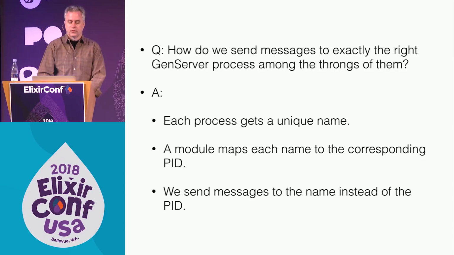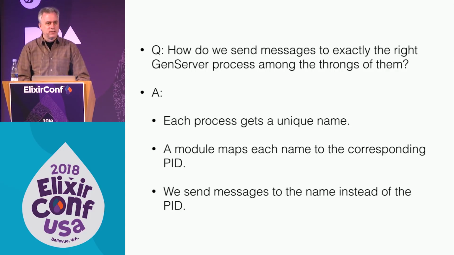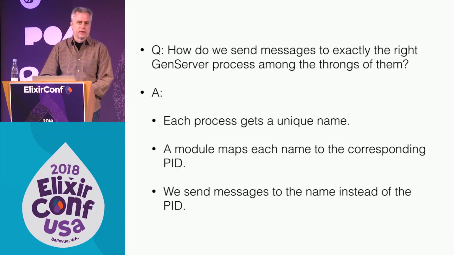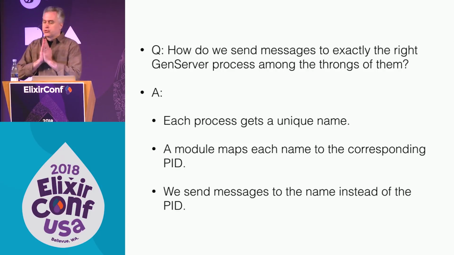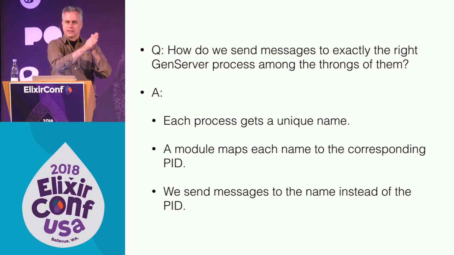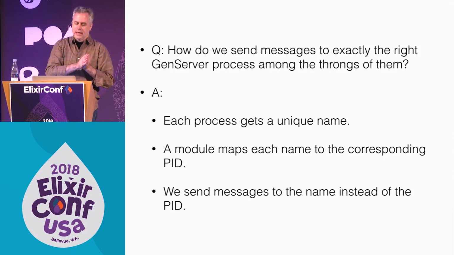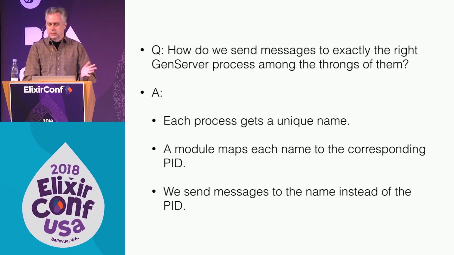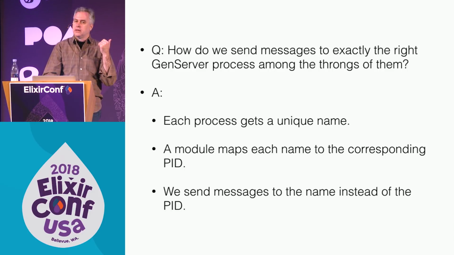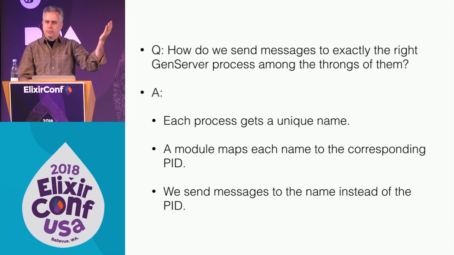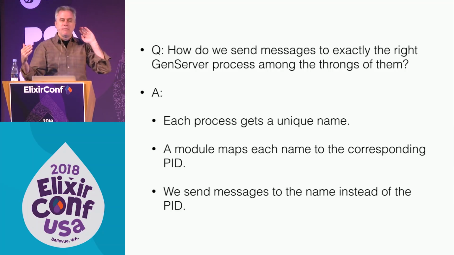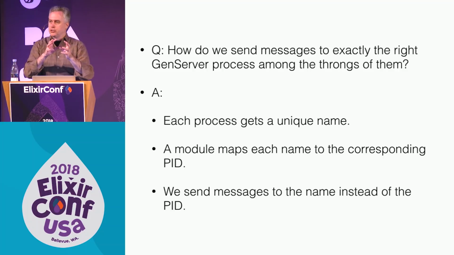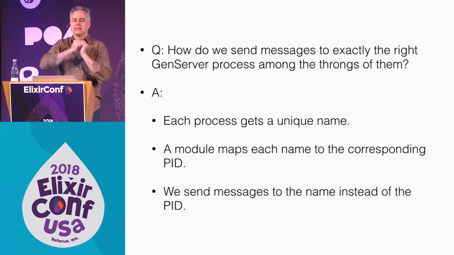So addressability. The main question is, if we've got tens of thousands, hundreds of thousands of processes running in the system, we would routinely run 750, 800,000 processes. How do we make sure that our message goes to the right process, the one process in all of those that we actually care about? And the answer is in several parts. So we can give a unique name to each process, and we can use a module to map that name to the actual PID, and then we send messages to the name and have that module get the PID and send the message to the PID.